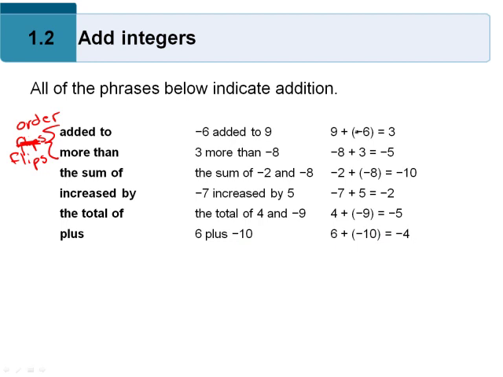Now, notice that the second numbers are usually written in parentheses if they are a negative number. Don't let those parentheses bother you. You can either use them or you don't have to. The only reason they are there is to keep the plus sign separate from the negative sign. That's the only reason the parentheses are there.